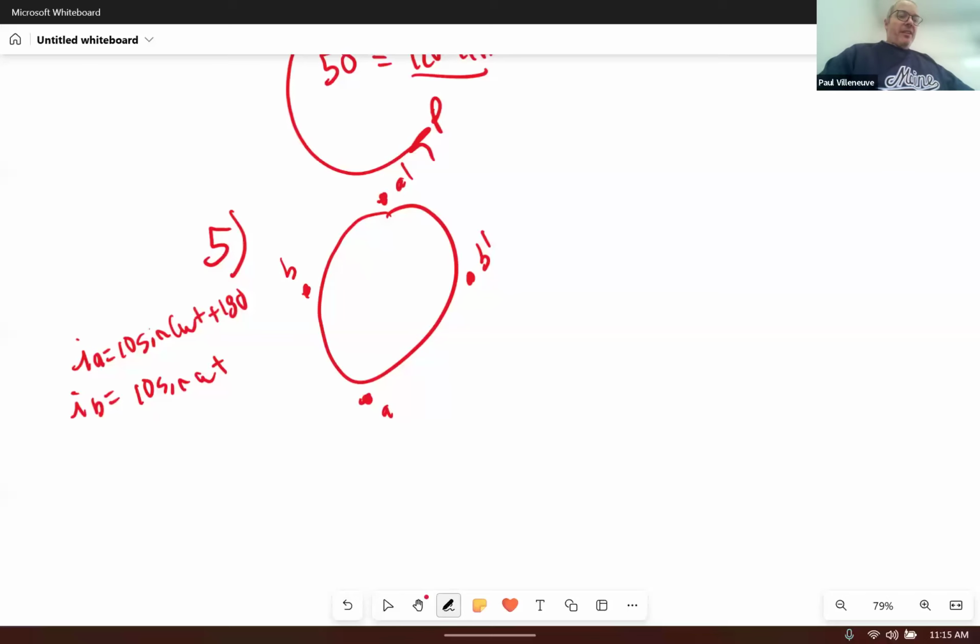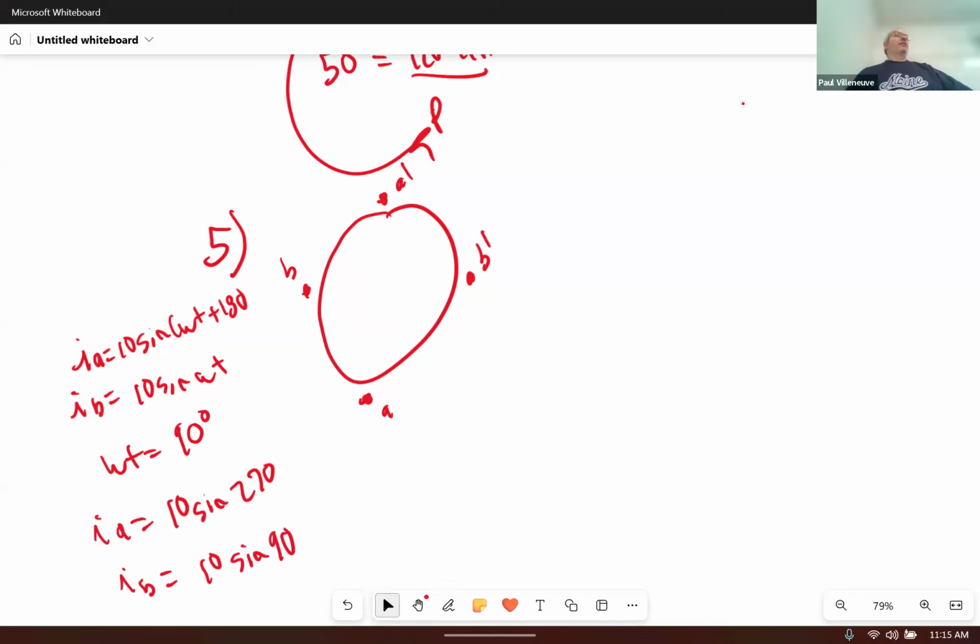Another way to say 90 degrees is omega t equals 90 degrees. So I A is equal to 10 sine of 270. And I B is equal to 10 sine of 90 degrees. It's a sine of 90.